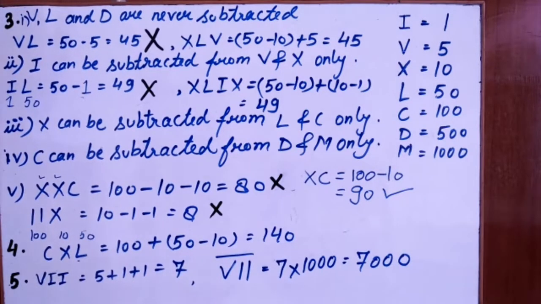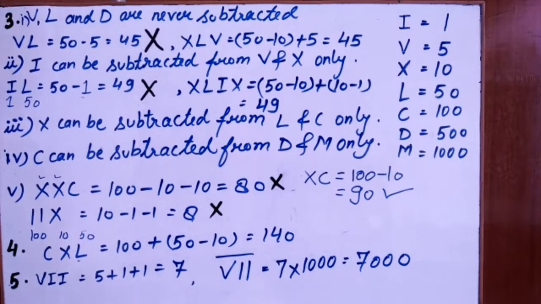The rule number 5 is, to multiply the value of a numeral by 1000, a small bar is put over the numeral. I repeat, to multiply the value of a numeral by 1000, a small bar is put over the numeral.